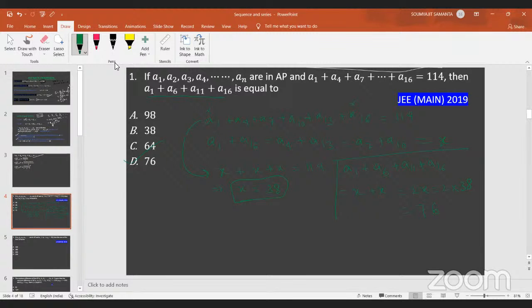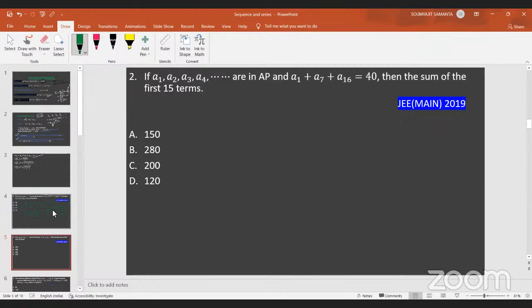Just remember, if it is in AP, the sum of the first and the last term, and the sum of the second and the second last, will always be the same. The same thing they have repeated in 2019, in a different set of paper. They have said almost the same: A1 plus A7 plus A16 will become 40. It is given as 40.